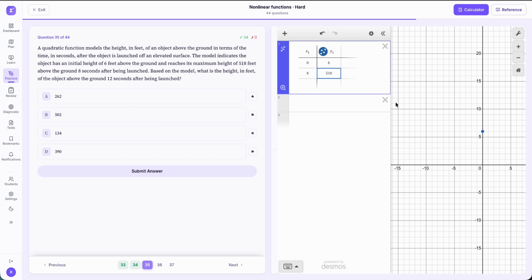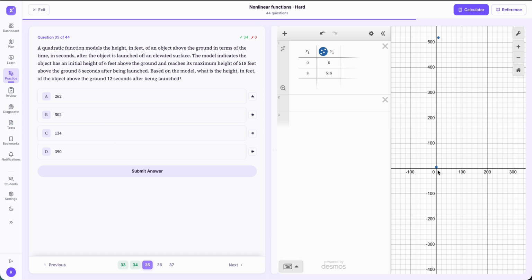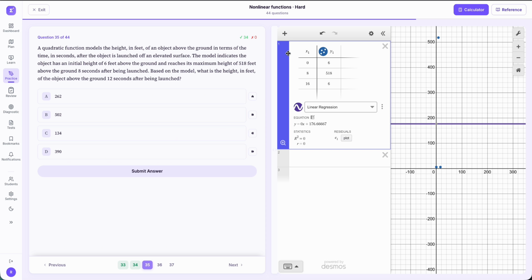But now I'm going to use my symmetry. Let me zoom out here so I can show them both. If I know it took 8 seconds to get from 6 to 518, it's going to take another 8 seconds to go back down to 6. So my third point is (16, 6). Why do you need a third point? Well, I'll show you in a second.